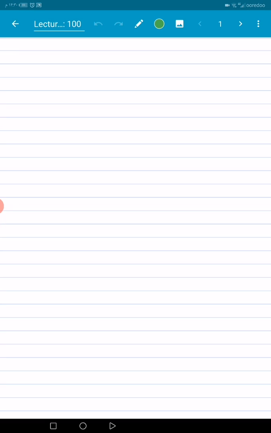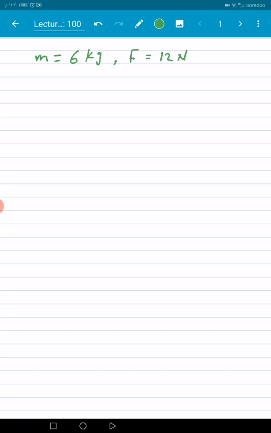So the information that I have: m is equal to 6 kilogram, F is equal to 12 Newton, D is equal to 3 meter. Anything else that I have? The question is find V.